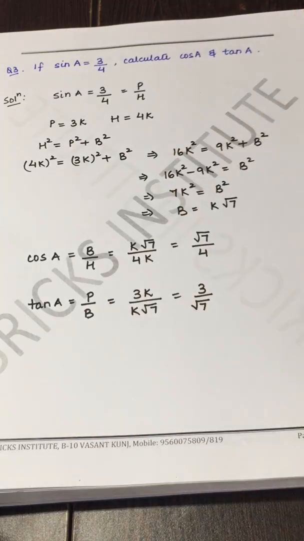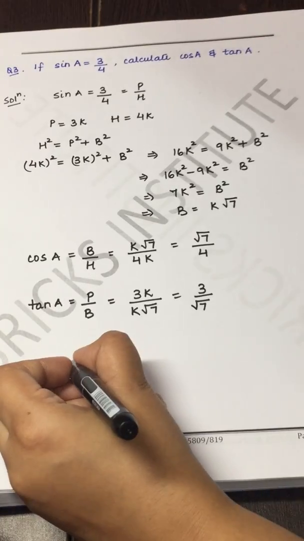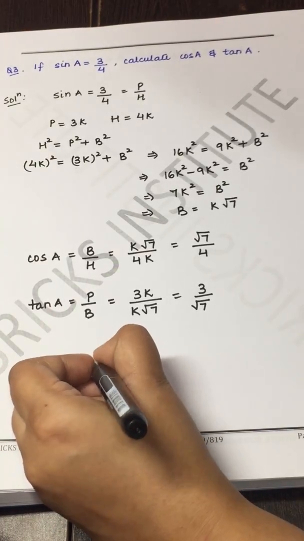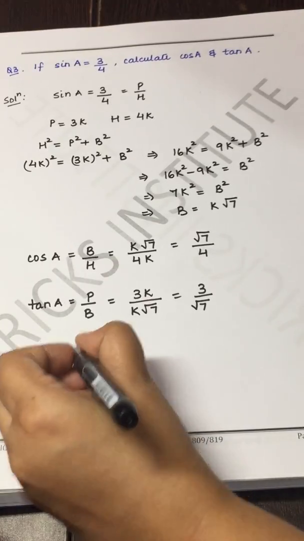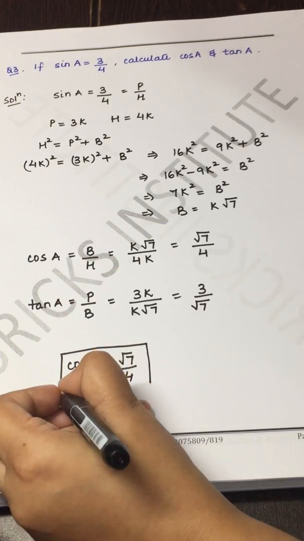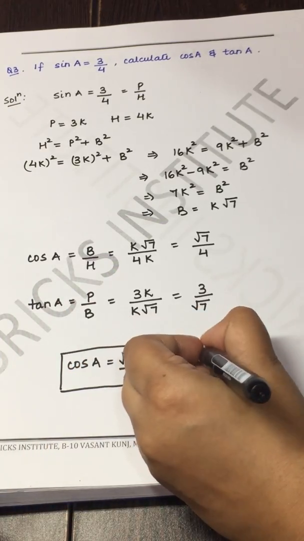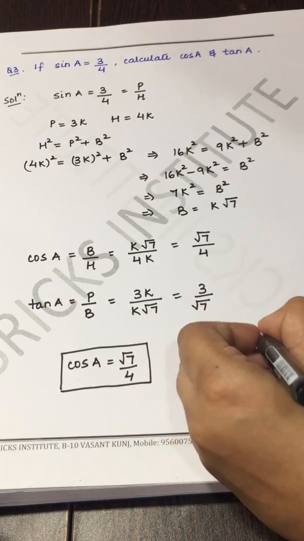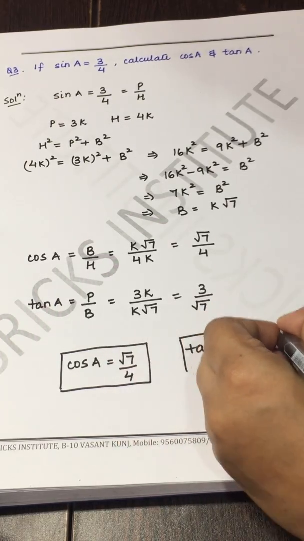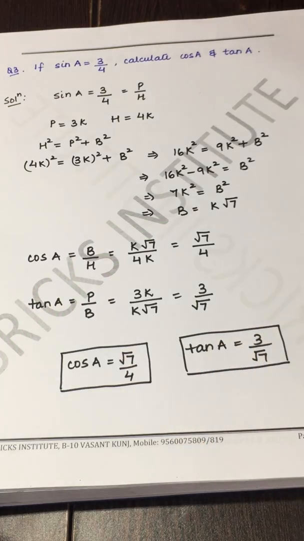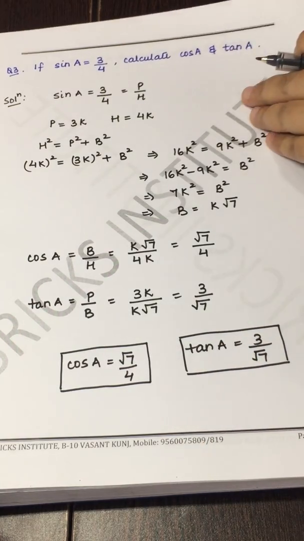In board examinations, write your final answer like this. So cos A, which is your final answer, is root 7 by 4. Tan A is equal to 3 by root 7, and just mark it like this. Let's do the next question now.